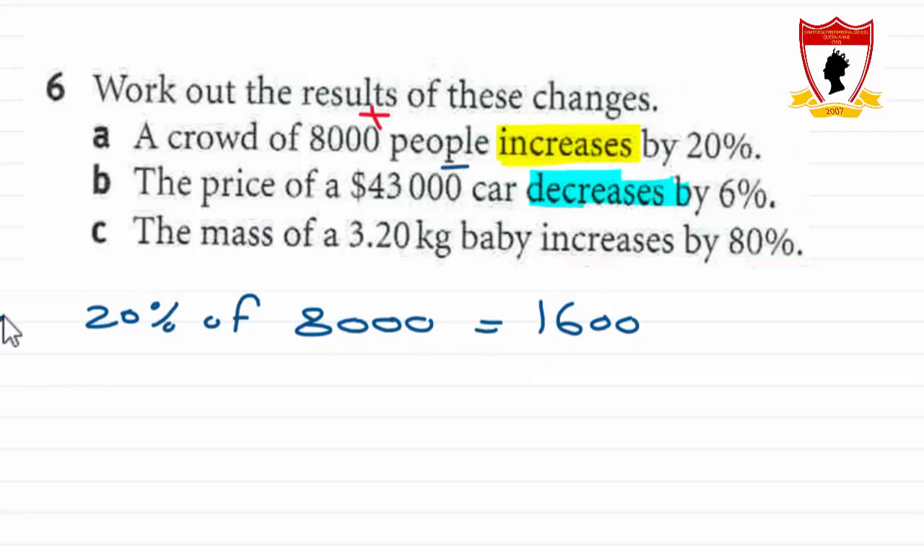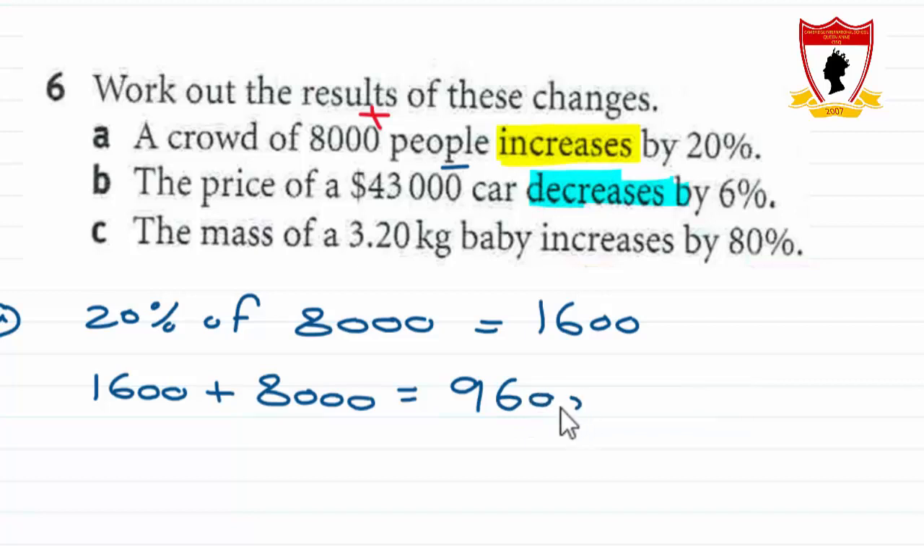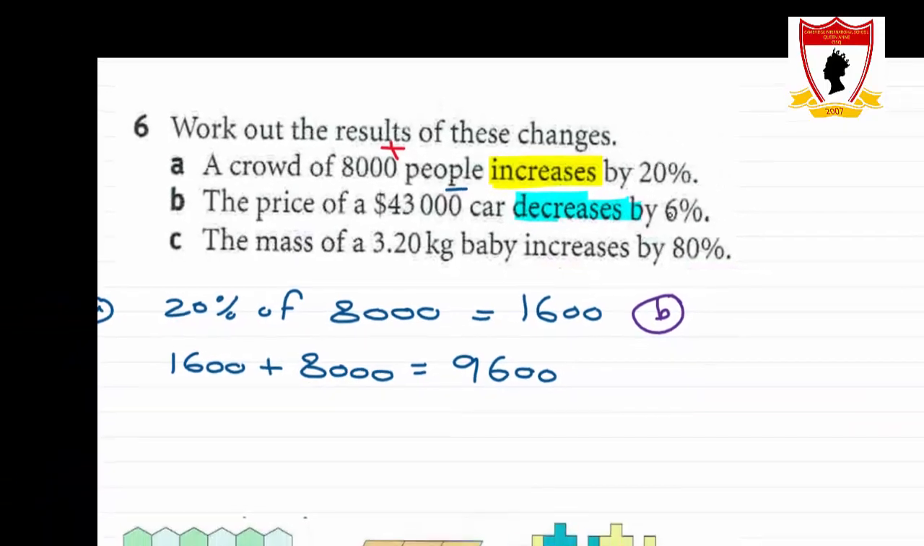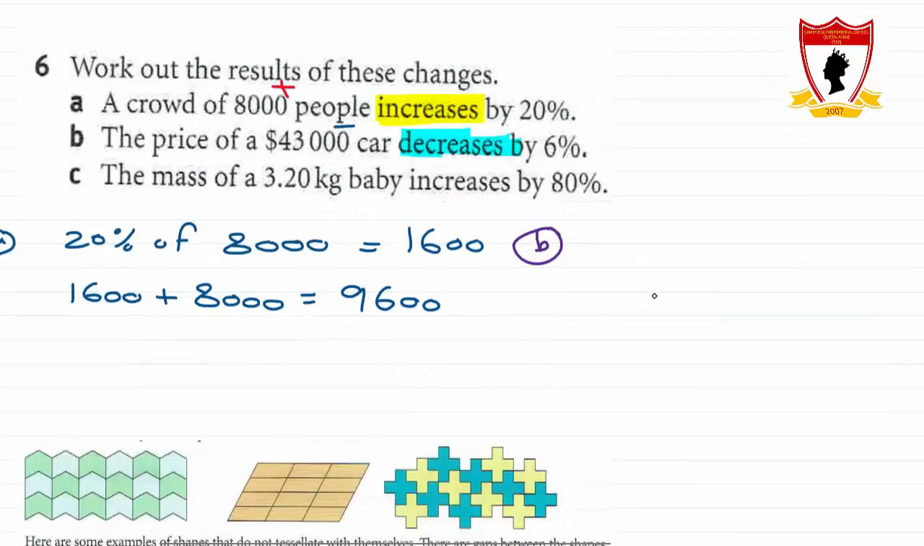Since in part A the question says increase, then we have to add 1,600 to the total, which is 8,000. That gives 9,600. So the crowd will be 9,600 people around there. Part B is decrease. But remember, in both cases, you have to calculate the percentage as the first step. Then, since part B says decrease, we're going to subtract the result of the percentage from this total.